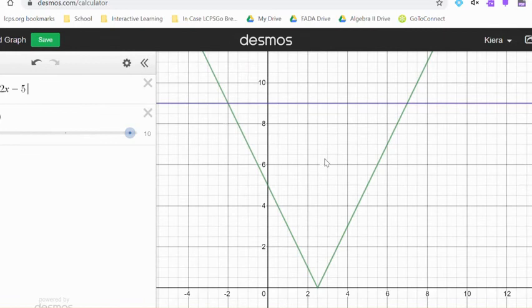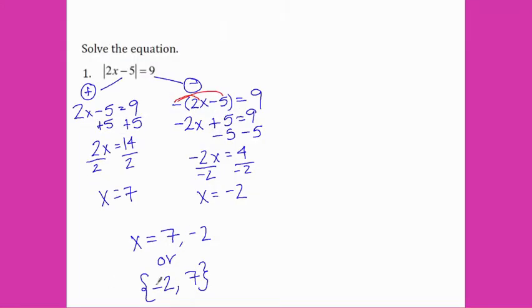Make sure you can see where your v and your straight line cross. They intersect at -2 and +7. Our solutions were -2 and +7, so we're correct.